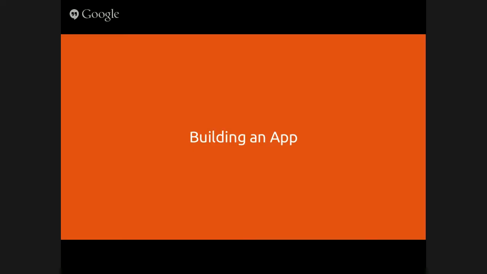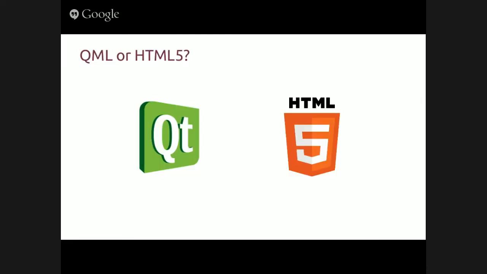So let's say that you want to build an app. You have two choices for building an app. You can go with QML, which is provided by Qt, or you can go with HTML5. We consider both of them first-class toolkits for Ubuntu. So we try not to say native and HTML5 or native and web, because we consider HTML5 to be native just as well as Qt.